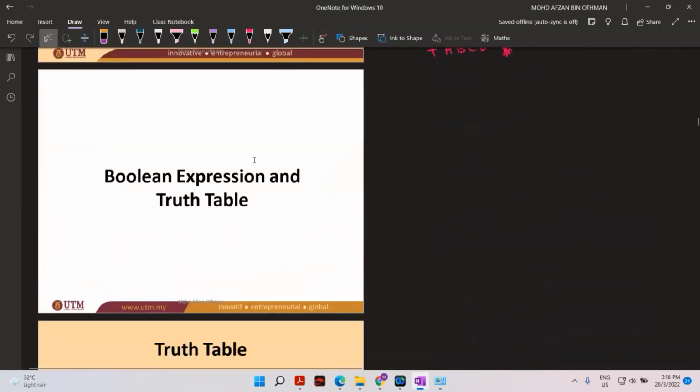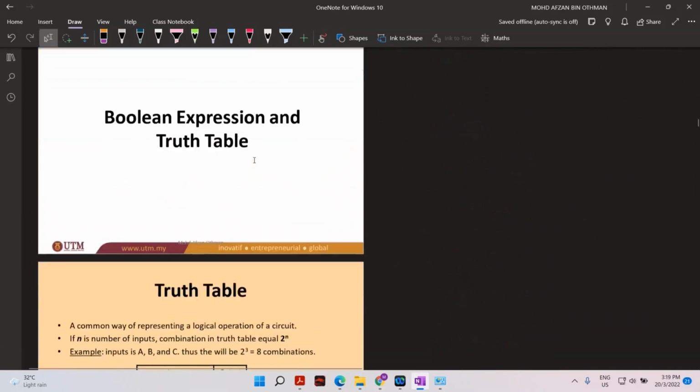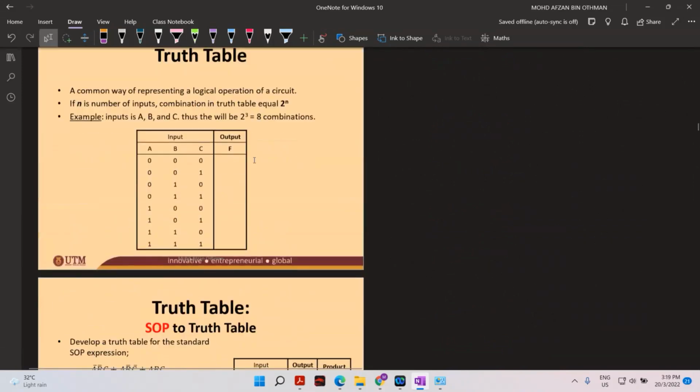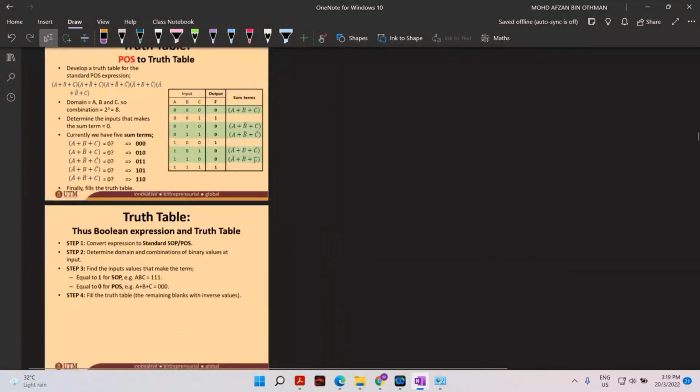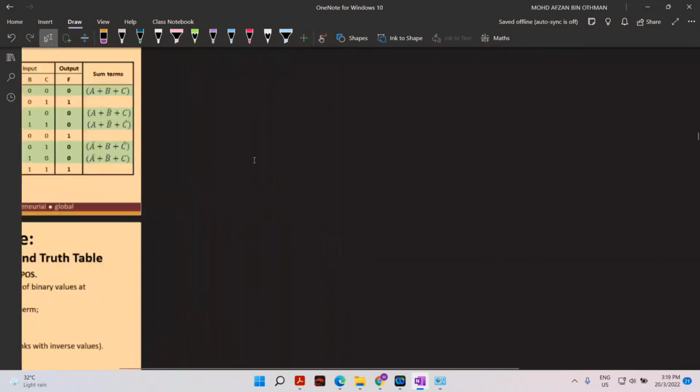Okay, so Boolean expression and truth table. Okay, so sekarang ni kita nak try nak buat mapping daripada Boolean expression nak mapkan ke truth table. Okay, so before that, we need to know lah what is a truth table, how the truth table looks like. Oops, saya nak kena zoom balik.